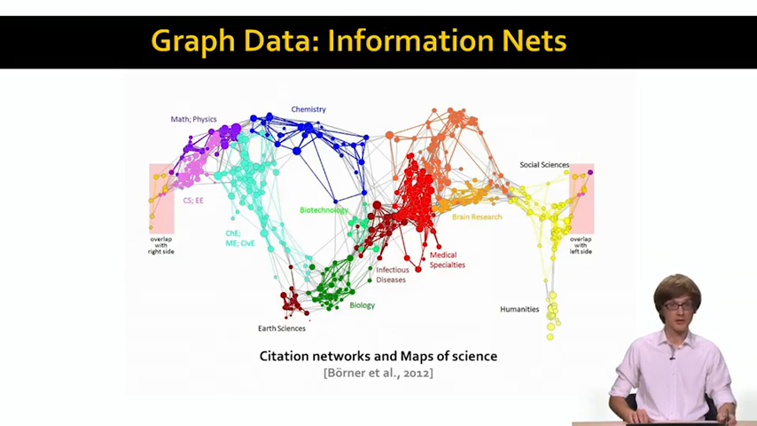Another set of data that can naturally be represented as networks are networks of information. For example, in this case, what we are seeing here is a map of science. Every node is a different journal or a different conference. The edges between these journals or publication venues mean that one journal is citing the other journal. Based on this citation network between journals, we can visualize how different disciplines and subfields of science relate to each other.